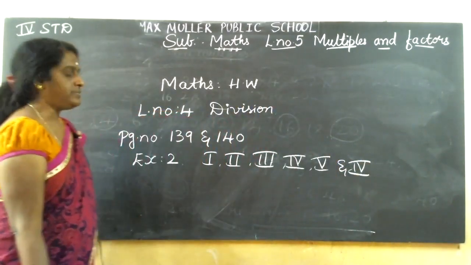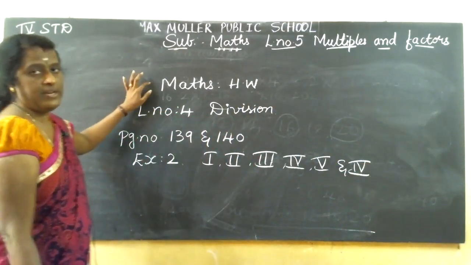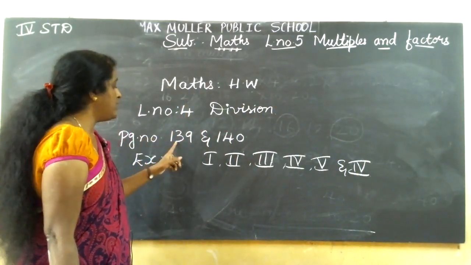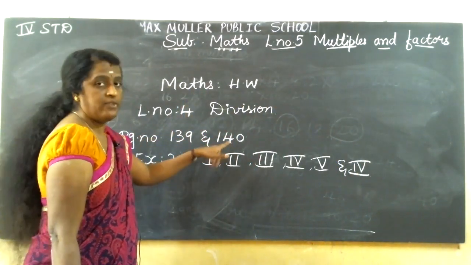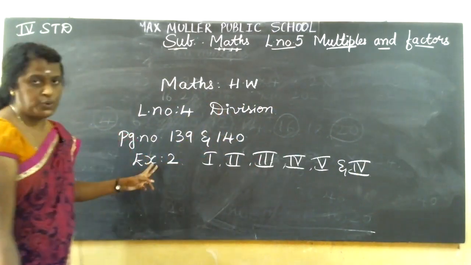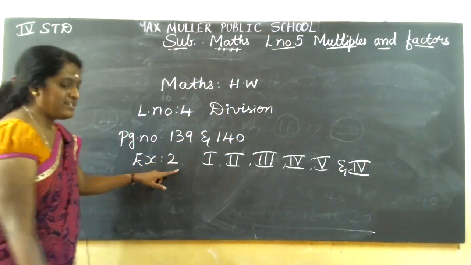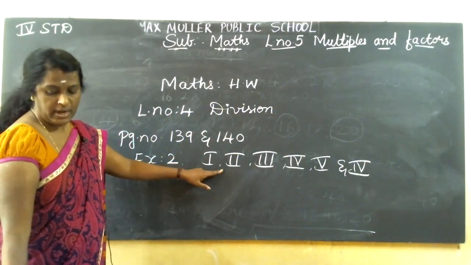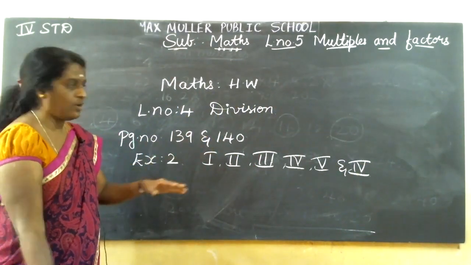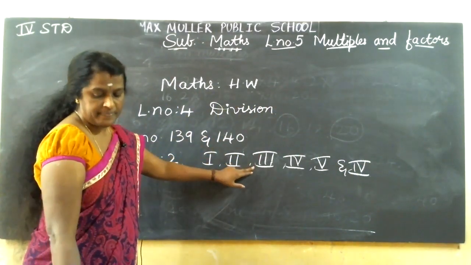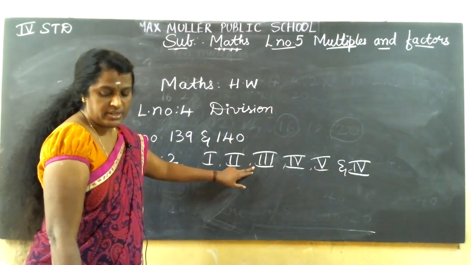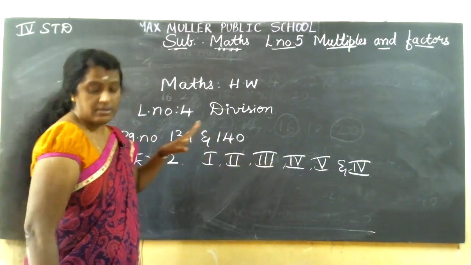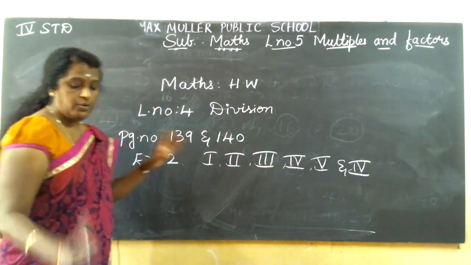Yes, see here. Max homework today. Lesson number 4, division. Exercise page number 139 and 140. It continues. Exercise 2, not exercise 1. First one, fill in the blanks. Second one, write down the multiplication and division fact. I have given the answers for this and all. Third one also I have given answers. Only direct answers you can write, children. Fourth one also direct answers. Fifth one. Sixth one, find the quotient and the remainder. You don't write direct answers.